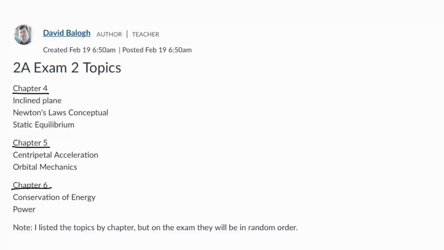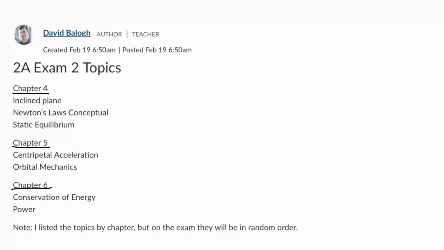So just in terms of general things. Okay, so inclined plane, we did that, right? It will not be connected objects. So it won't be as hard as what we did in lab, but it'll be related to what we did in lecture and in your homework, okay? Newton's laws conceptual, basically anything goes from the first to the third law. There's really no concept for the second law. Second law is just all that math, okay? But first and third law, sing a song type question.